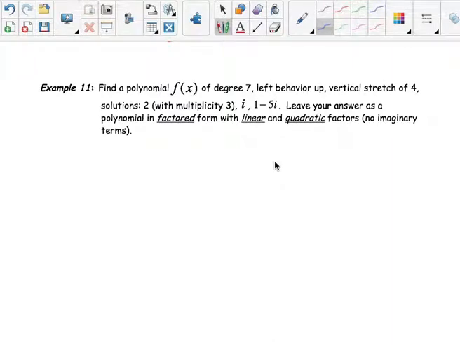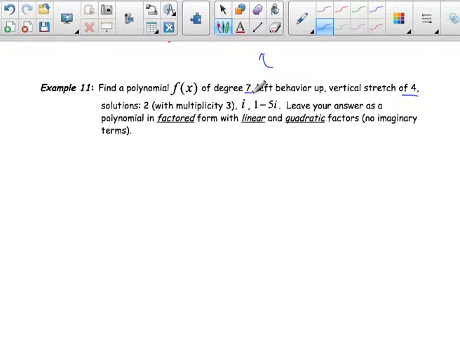To example 11 from our 3.4 notes. Here we're asked to find a polynomial of degree 7. We're given some information about the end behavior. It has left behavior up, so that means the left side is going to shoot up. And it has a degree 7. Vertical stretch 4. And then we have some information about the solutions here.